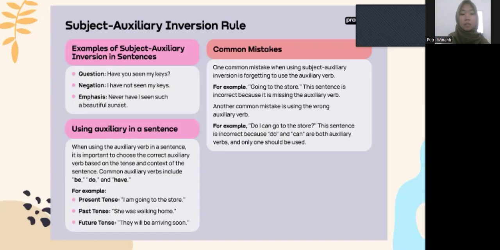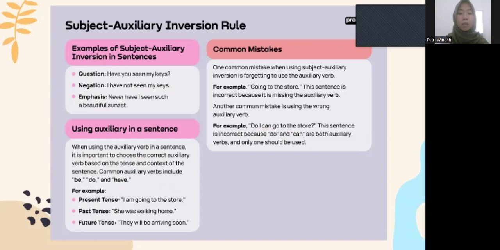When using the auxiliary verb in a sentence, it is important to choose the correct auxiliary verb based on the tense and context of the sentence. Common auxiliary verbs include be, do, and have. And there are common mistakes.